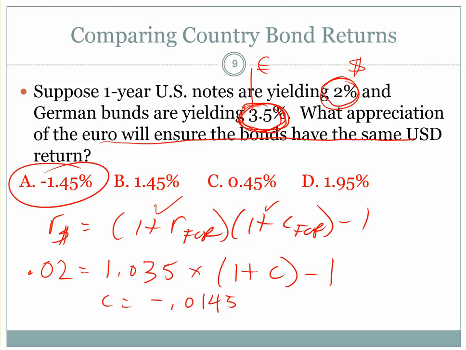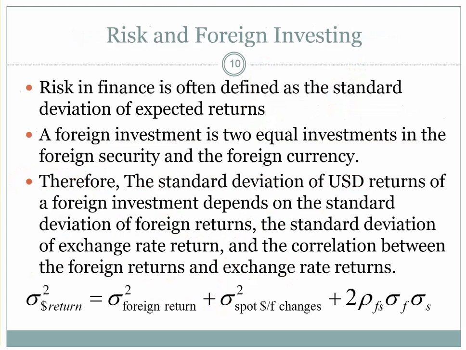A foreign investment is an equal investment in both the security, say the Bund or a share of Sony or a share of Toyota, and an equal investment in the currency. The return as an American depends on both. Now, to calculate the risk of a foreign investment, we're going to use standard deviation. So standard deviation is the standard measure for risk in finance. Gives us an idea of the dispersion around the mean.